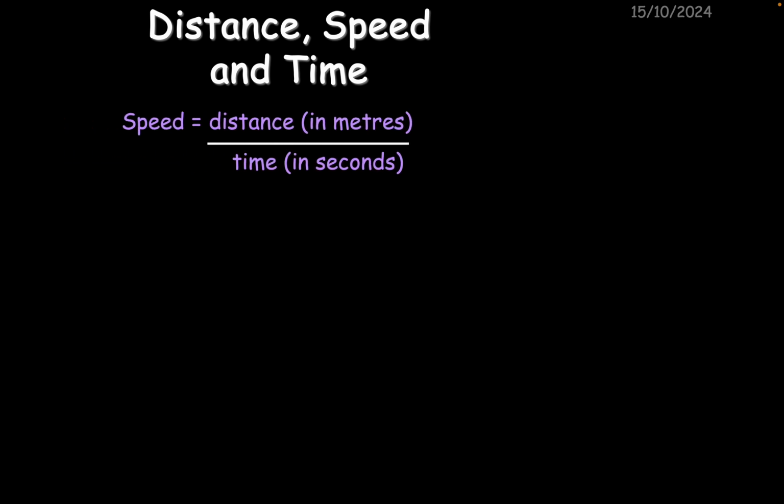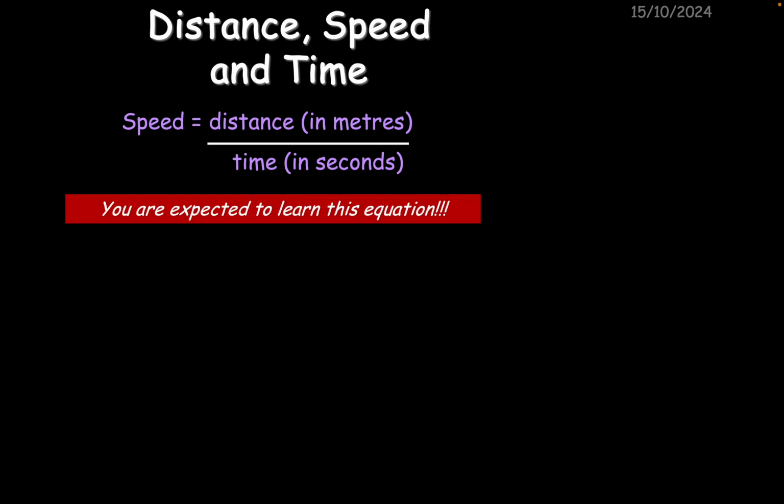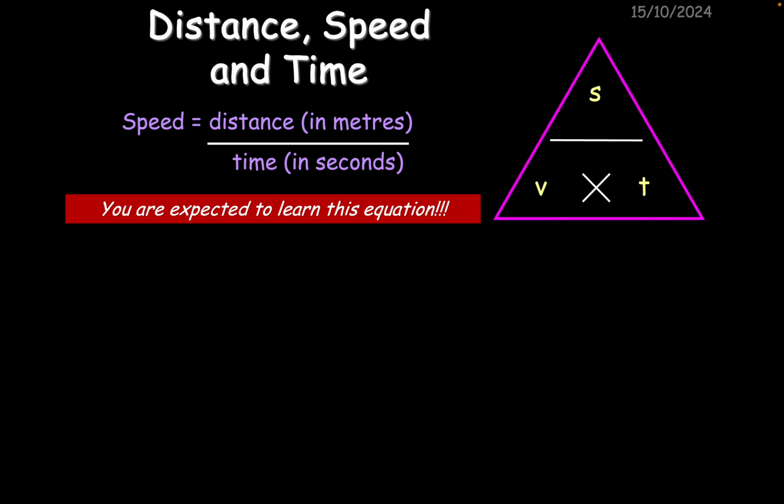Okay, so you should all know that distance, speed and time can be calculated using the speed equals distance in meters over time in seconds calculation. They will not give you such an easy equation in the exam, so you do need to remember this. I've changed it to GCSE symbols. So V is for velocity, which is a more technical term for speed. Velocity is speed with a direction, but usually we use V for speed. We don't use S for speed. S actually is used for distance or displacement.